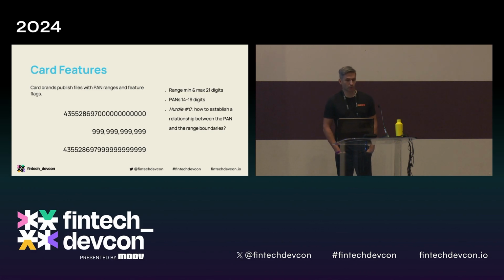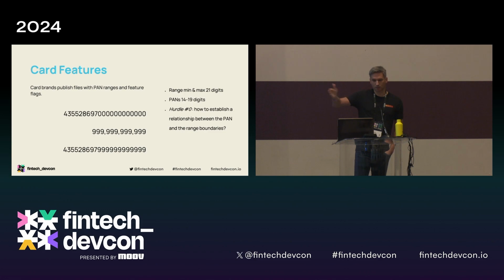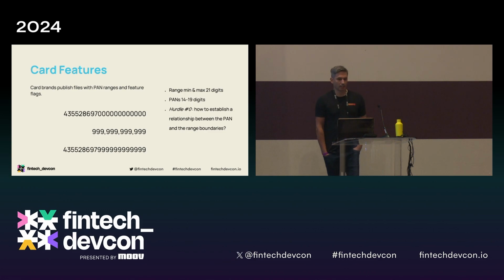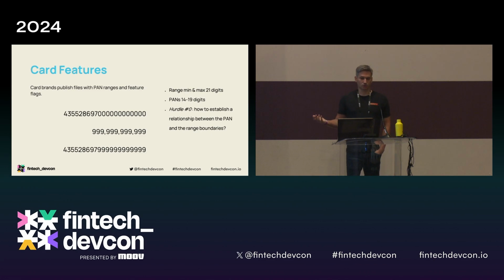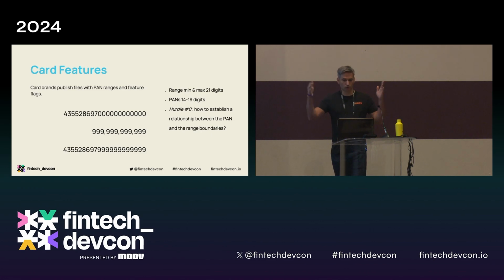So the first hurdle that we have to tackle is how do we establish a relationship between a PAN that is less than 21 digits and these range boundaries which are 21 digits. And so we could trim the range boundaries. Let's say that we have a PAN that is 15 digits. So we could just cut the end of these ranges to make them 15 digits, but then what if the PAN we are looking at is 16 digits, then we would have to cut differently, and that would just cause the problem space to multiply.